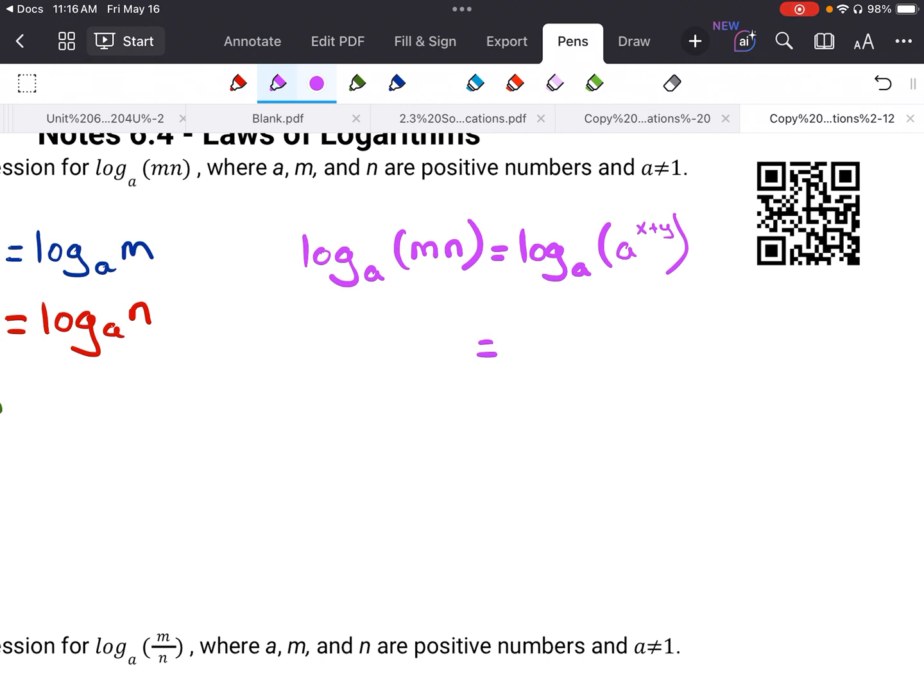And since we have log base a of mn equals log base a of something else, and we know that the base of the exponent is a, it will equal x plus y.